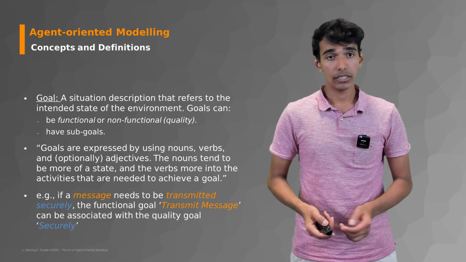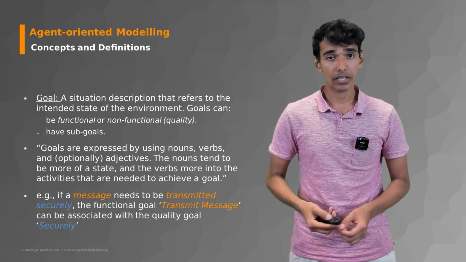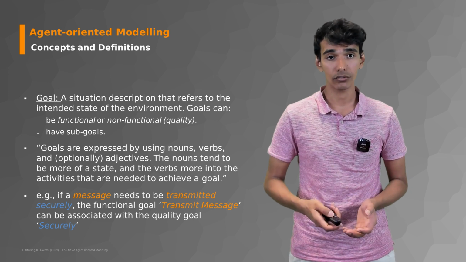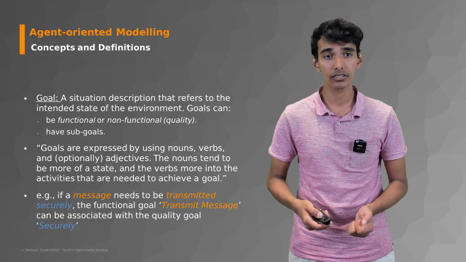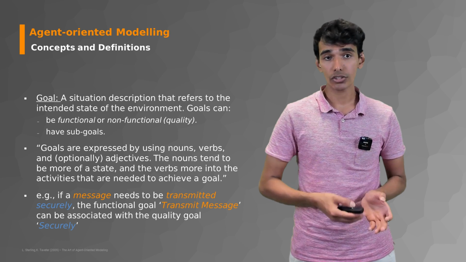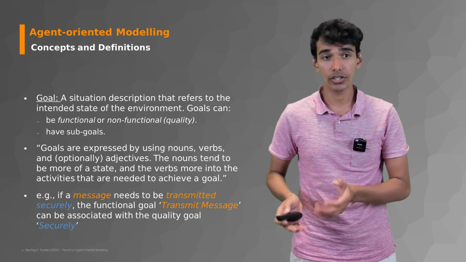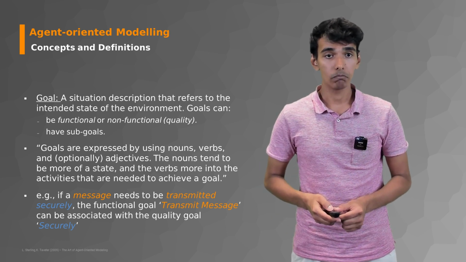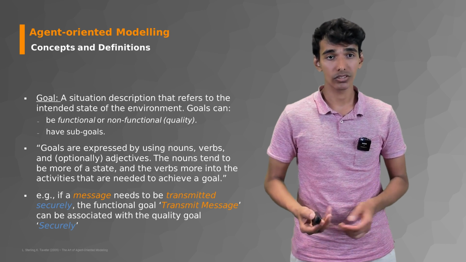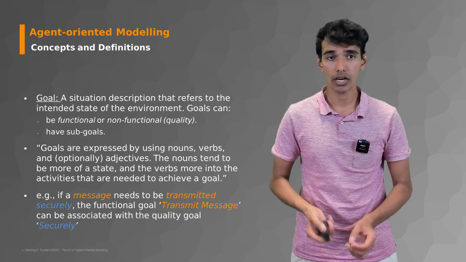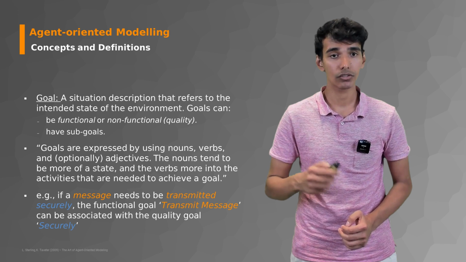A goal is a situation description that refers to the intended state of the environment. These states can either be functional or non-functional or quality goals, and they can also have sub-goals. These are kind of similar to requirements, but there's a very good distinction which we will talk about later.